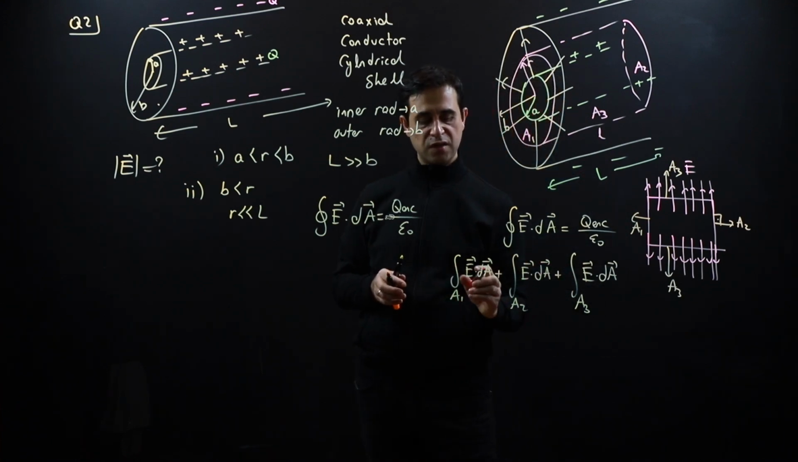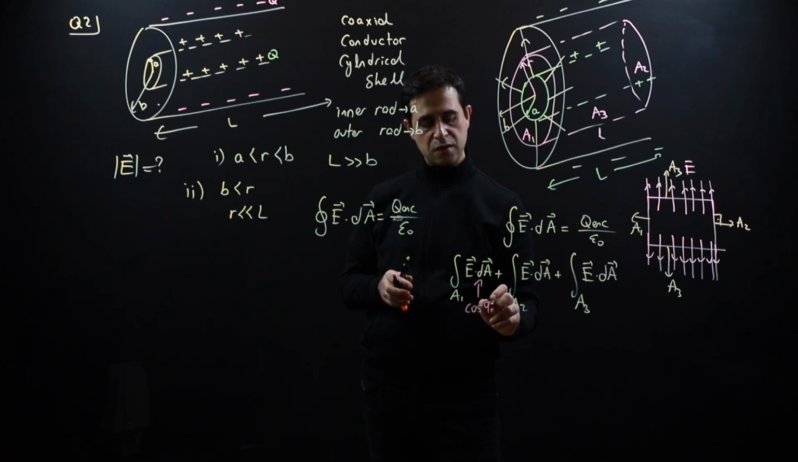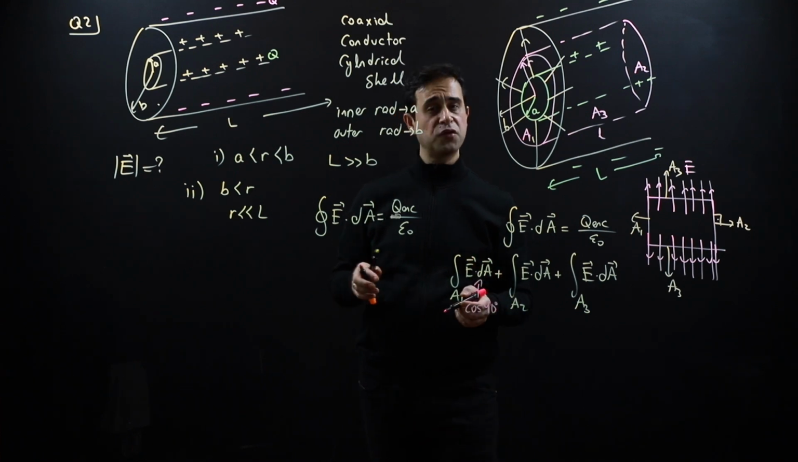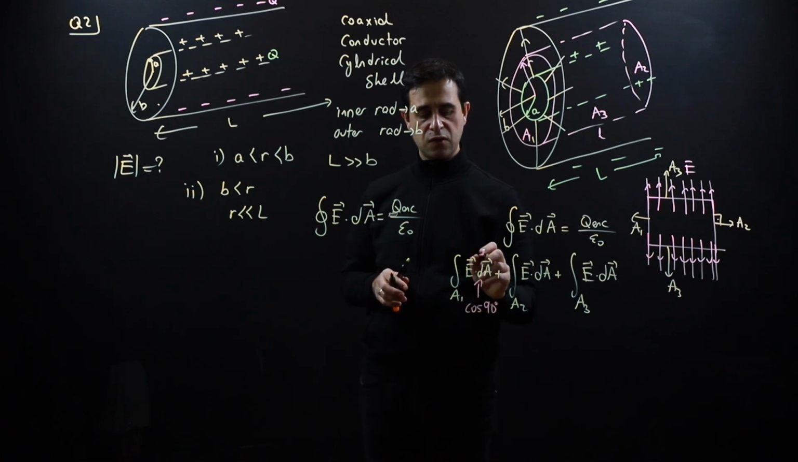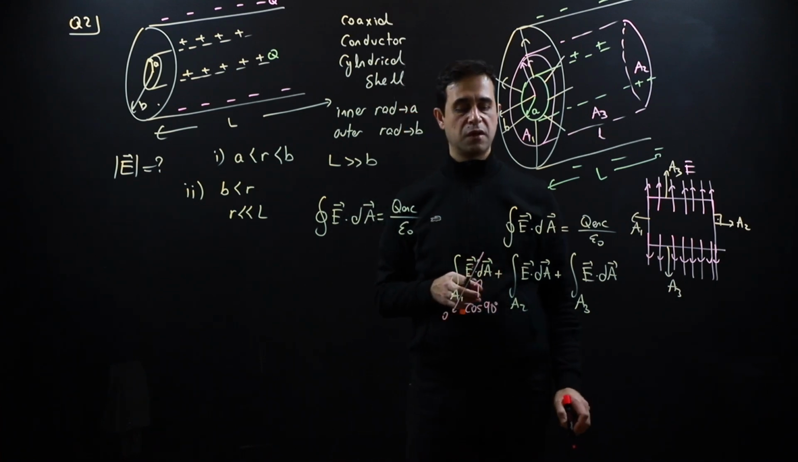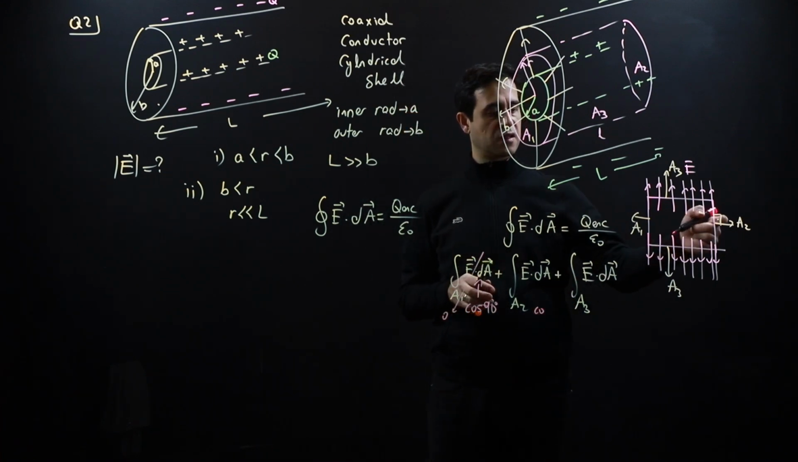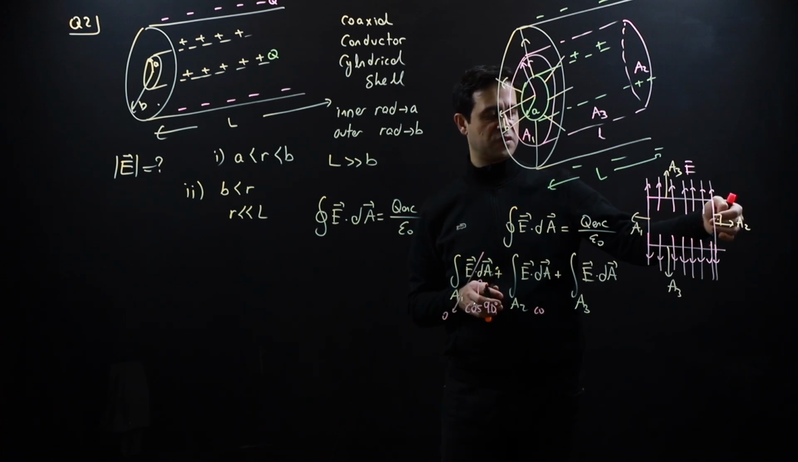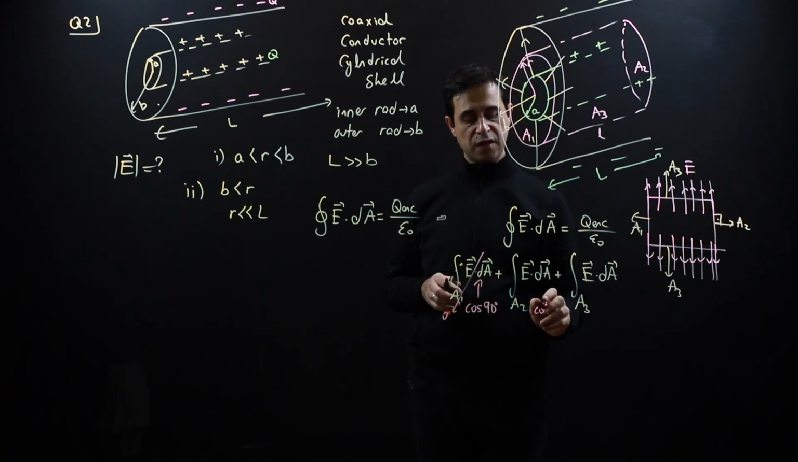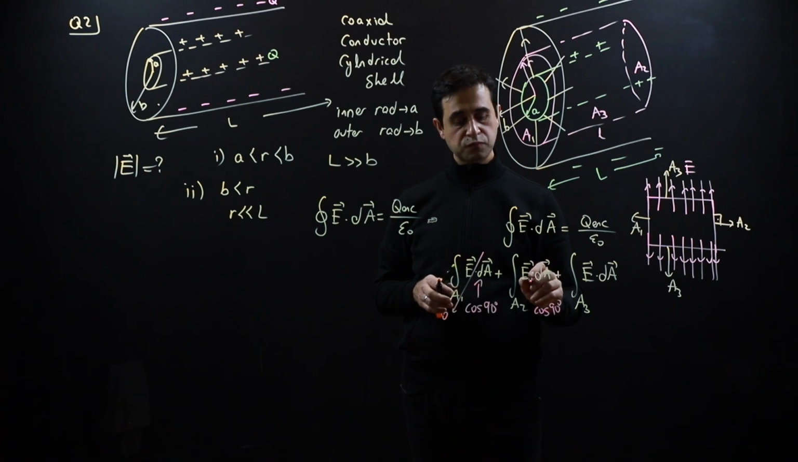So the angle between the two is 90 degrees. Since the dot product gives you cosine of 90, this doesn't give you anything. It just goes away, right? And the same thing is true for the second Gaussian surface. This side has 90 degrees, again cosine of 90 degrees, and you get 0 again.